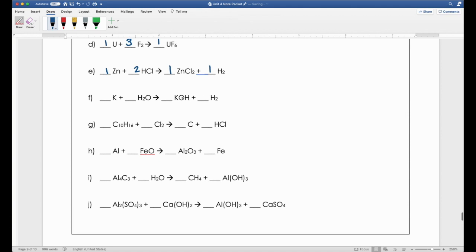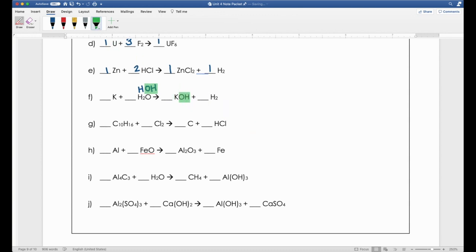Let's take a look at F. I have a trick for F, and my trick is for water right here. When I see water, I normally write it as HOH. I don't know why. It just makes it a little bit easier for me to balance. And that's because if you look, I have an OH on the end of water, and I have an OH right there on this potassium hydroxide group. And what you'll also see is I have a hydrogen in water, and I have a hydrogen right here. I think it's a little bit easier to balance by looking at it that way, but ultimately it really doesn't matter.